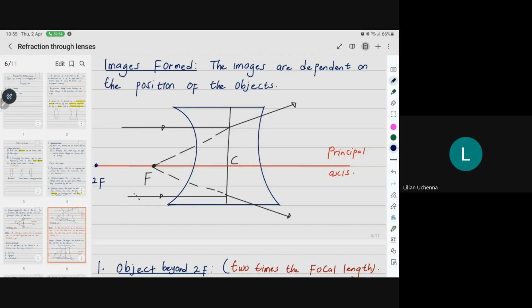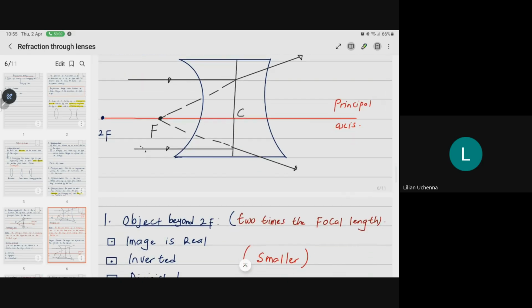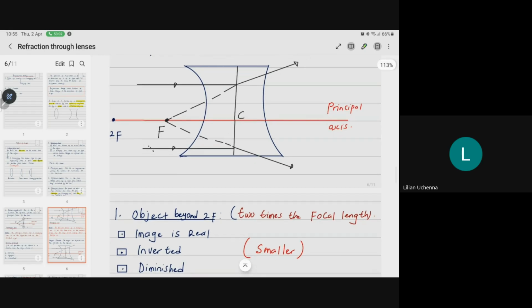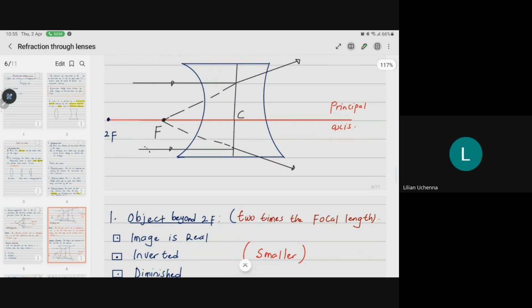So now the images, where you place the object matters a lot. So now the first one is when you place the object beyond.